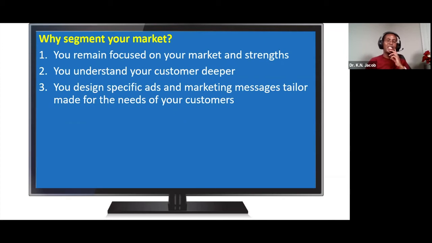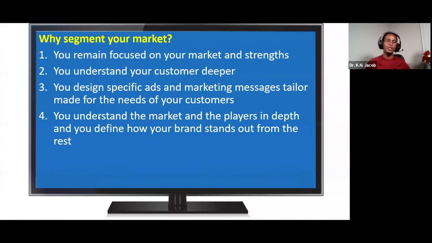Let me see. When I see it, good. PlayStation. Peter Muga got it. Number 4, and the last one, you understand the market and the players in depth, and you refine your brand standard, how your brand stands out from the rest. You understand your market, then you're able to say, how will my brand stand out from the other players in the market?